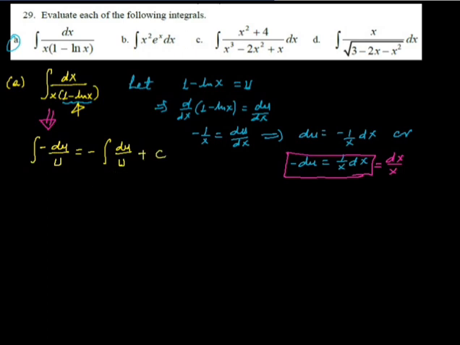So the integration of du over u is ln of the absolute value of u plus c, but u is 1 minus ln x. So the result becomes minus ln of 1 minus ln x, plus c. Already we did the a part, now let's see the b part.